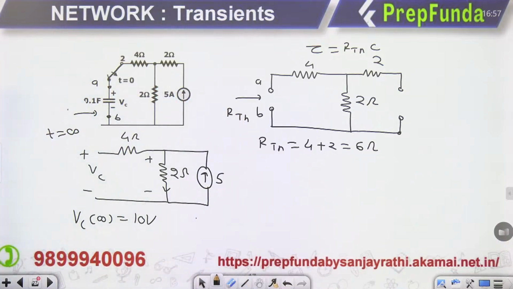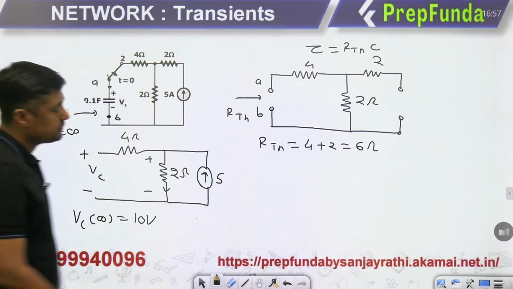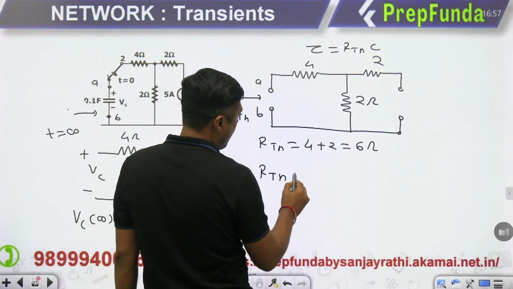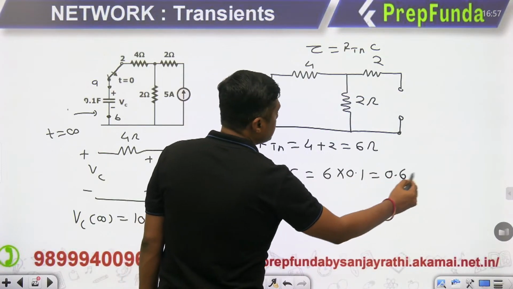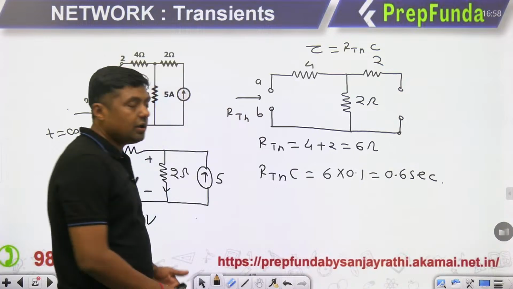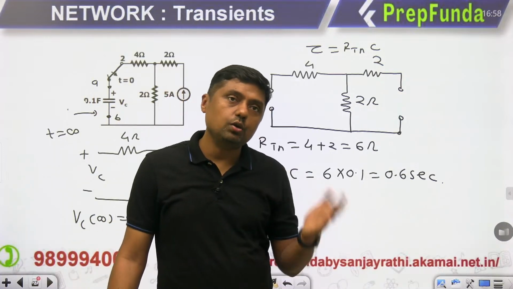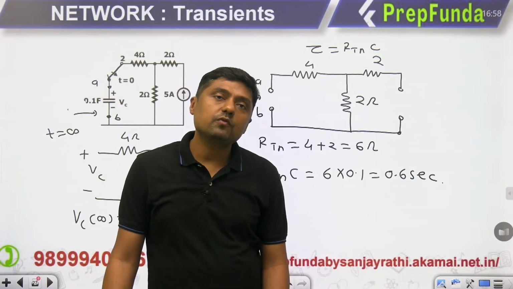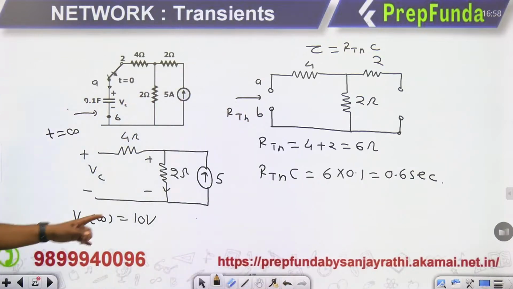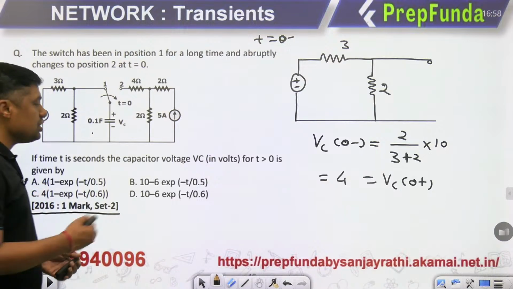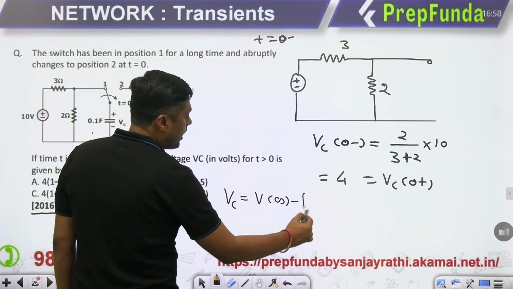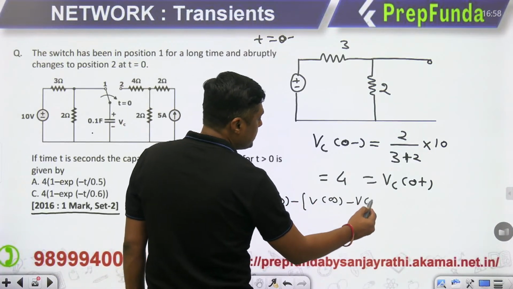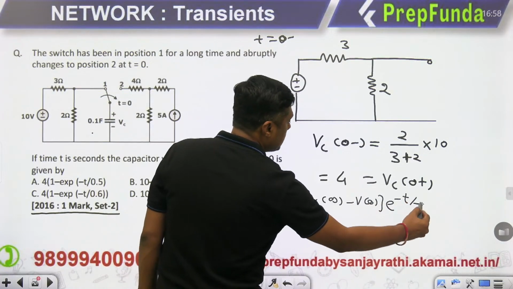What will be the time constant? RTH into C. Where is the C? 0.1 farad. So 0.6 second. So see, we have the time constant, we have the final value, we have the initial value. Means you can find the equation. What is the final value? 10 volt. What is the initial value? 4 volt. And what is the equation, guys? Vc is equal to V final minus (V final minus V initial) e raised to power minus t by tau.